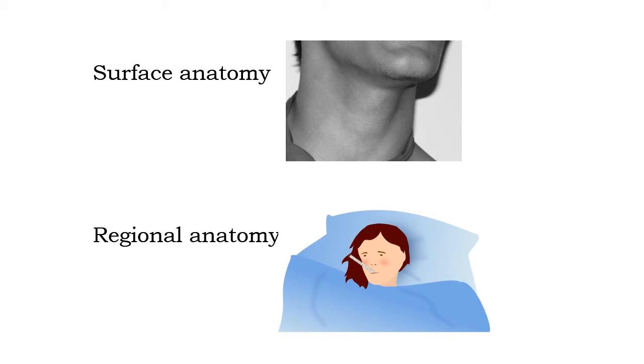Regional anatomy analyzes the regions of the body, focusing on specific areas. An ear, nose, and throat doctor, or an otolaryngologist, treats illnesses and diseases that affect a person's ear, nose, and throat. You will learn that these parts of your body are connected to each other, and when one area is affected by illness, often the other areas are affected too.